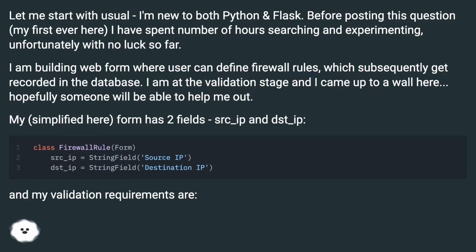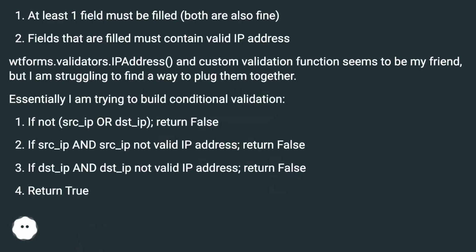My simplified form here has two fields, src_ip and dst_ip. And my validation requirements are: at least one field must be filled, both are also fine. Fields that are filled must contain a valid IP address.